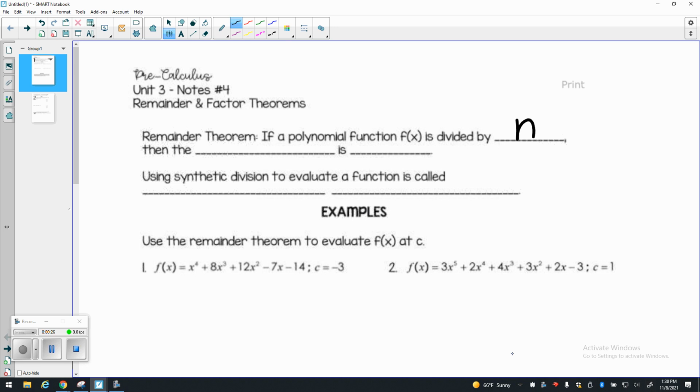Oh, don't call that n, that's stupid. You're not going to divide it by n. You're going to divide it by something, right? Depends on what we divide by. Could be linear, x minus something, could be x squared, it doesn't really matter. As long as you divide it, your remainder is your function value at c.